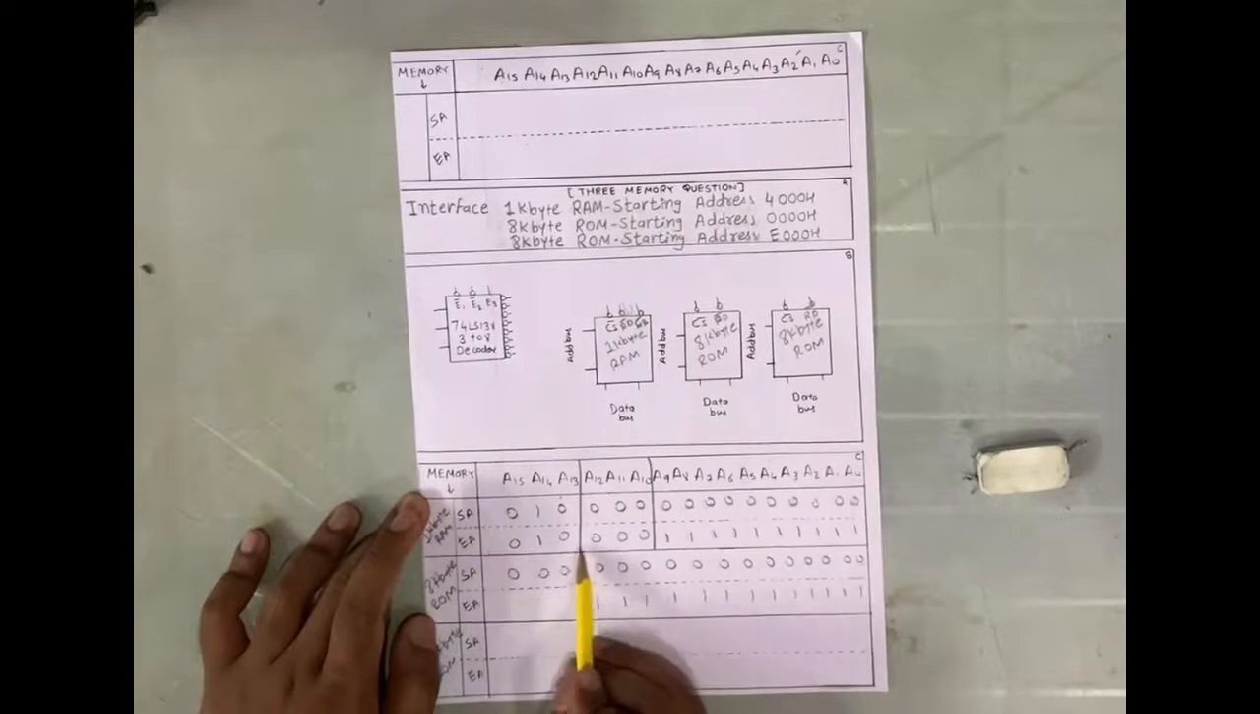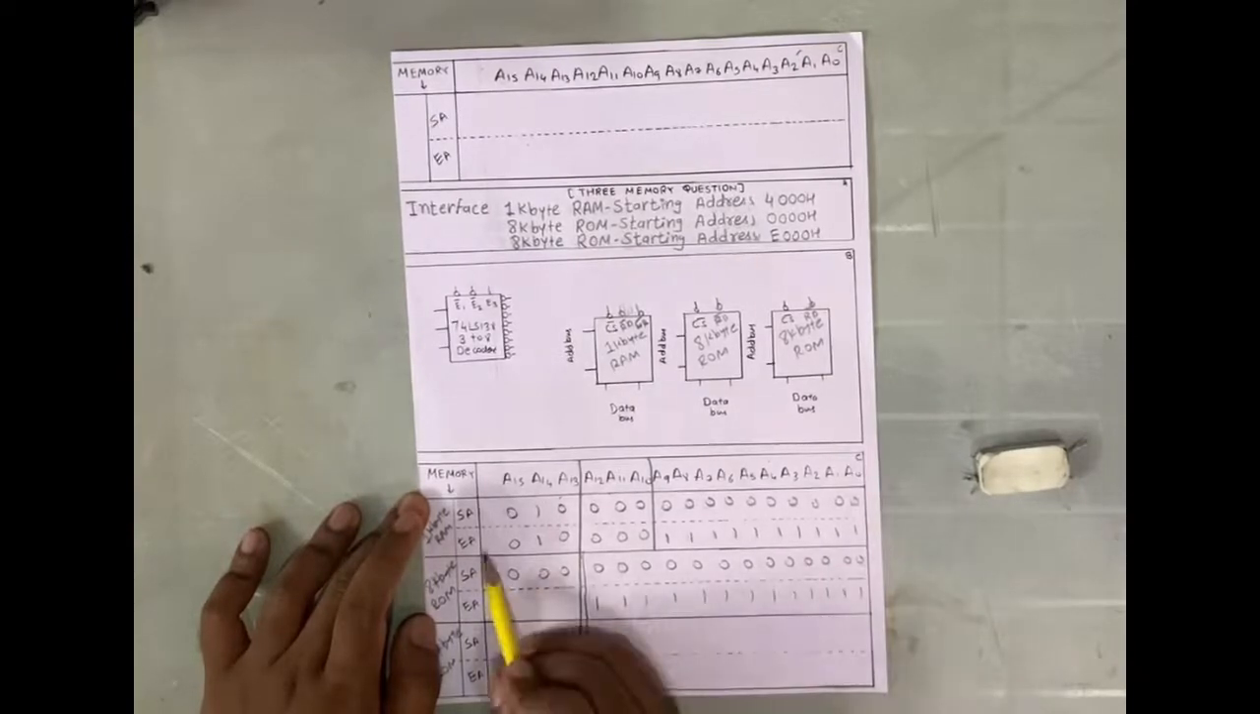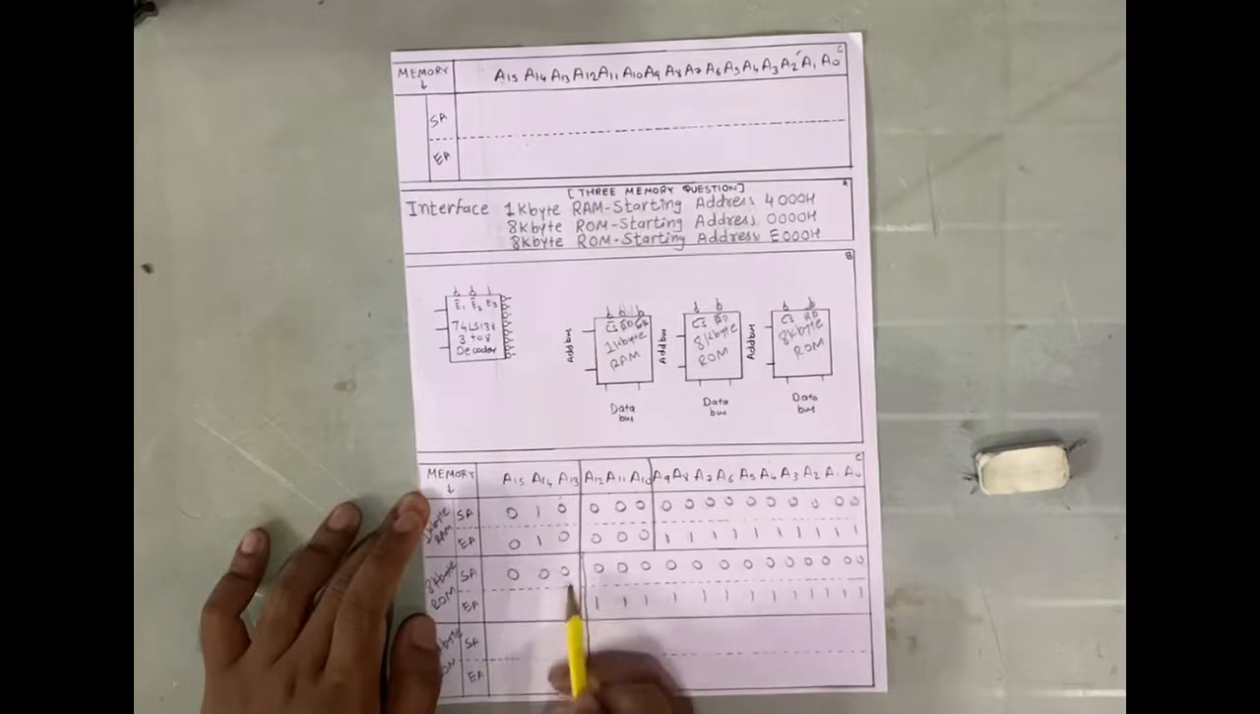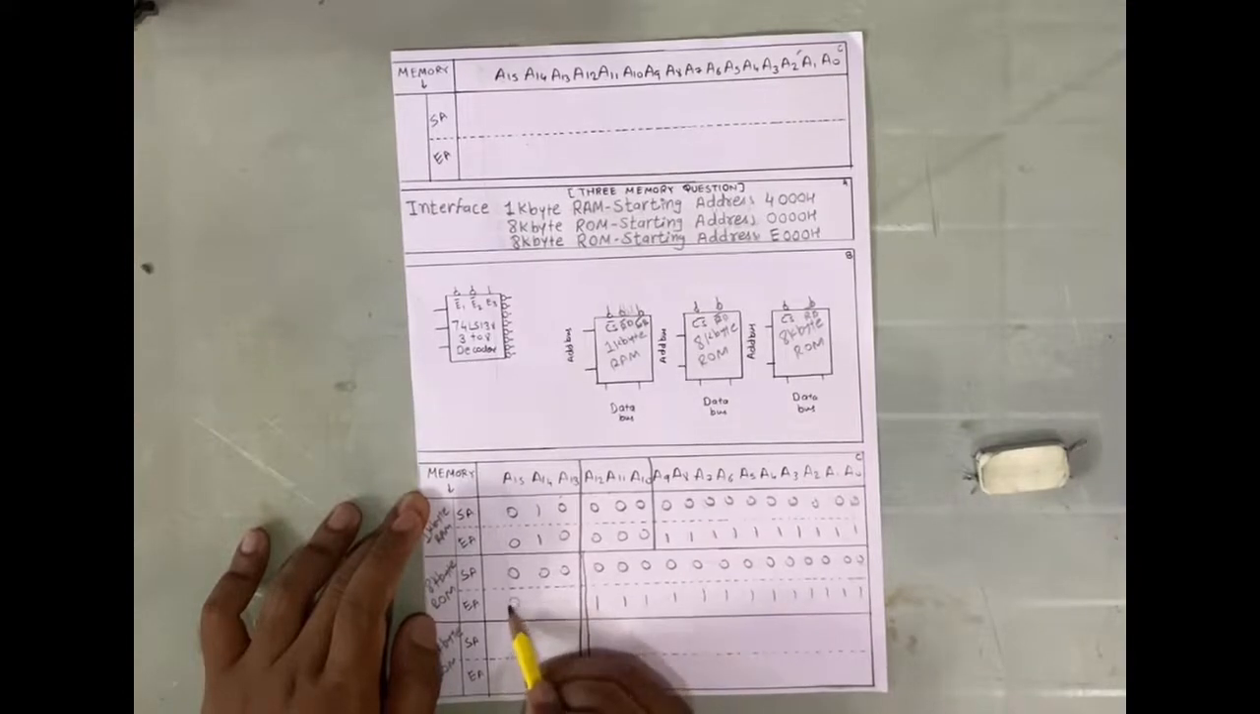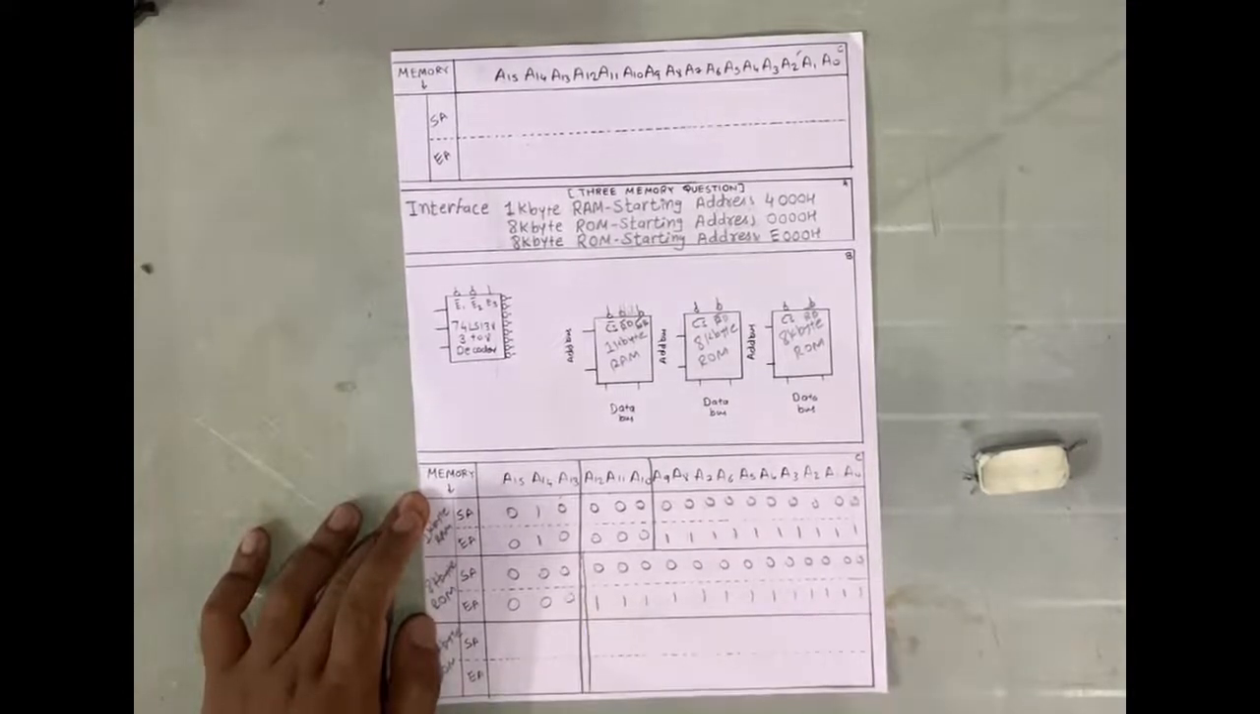We know that A15, A14, A13 form the logic for chip select. It is the logic for the decoder. So the values of A13, 14 and 15 will remain the same throughout the chip. If for the starting address it is 000, then in the ending address it should also be 000.